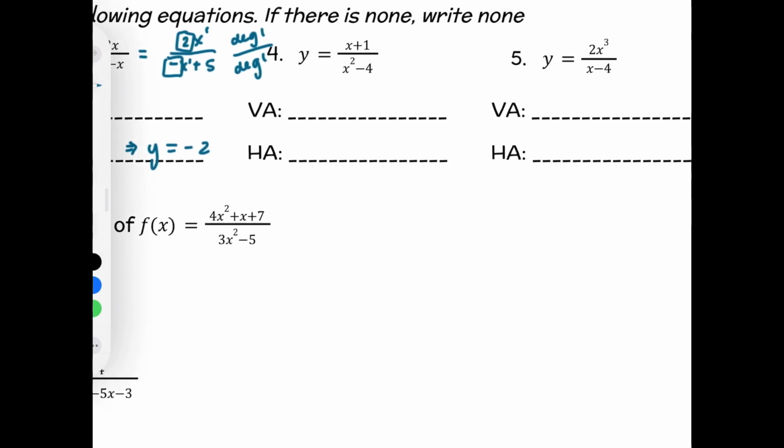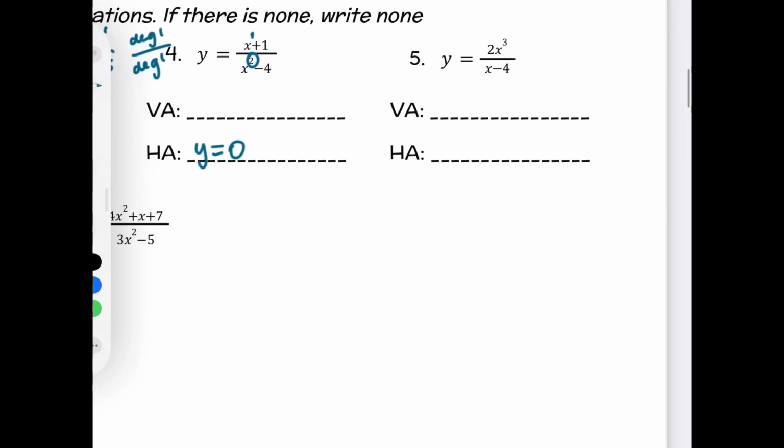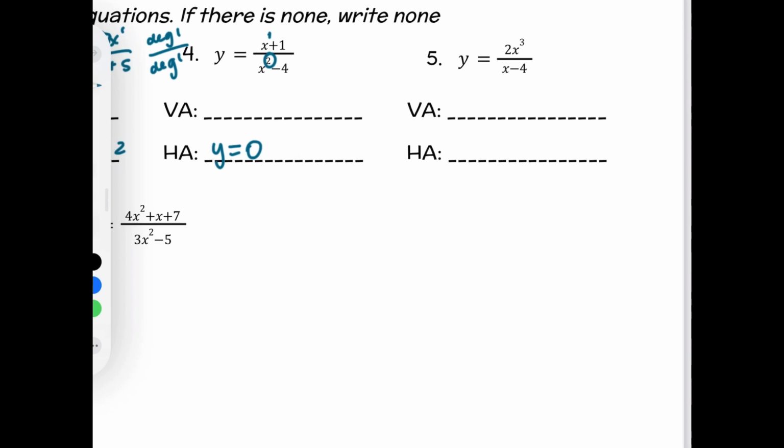All right, for number 4, the degree of the top is 1 and the degree of the bottom is 2. So we're bottom heavy again, which means our horizontal asymptote is y equals 0. All right, and then the last one. Our top, the degree is 3, the bottom is 1. So now we're top heavy. Whenever we're top heavy, we're going to be none. We would have no horizontal asymptote whenever the top is bigger than the bottom.